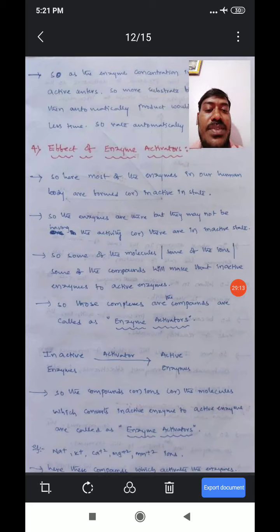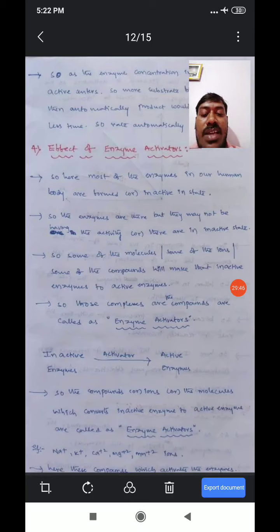So the enzymes are there, but they may not have activity, or they are inactive. Some of the molecules or ions or compounds will convert those inactive enzymes to active enzymes. That is called enzymatic activators.